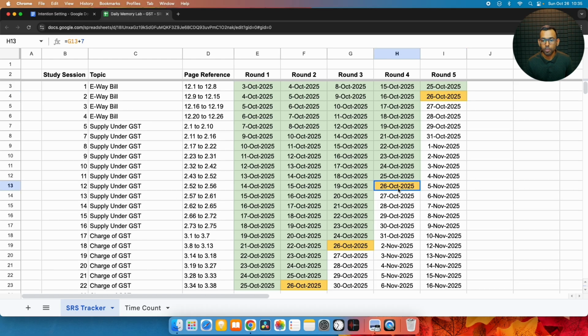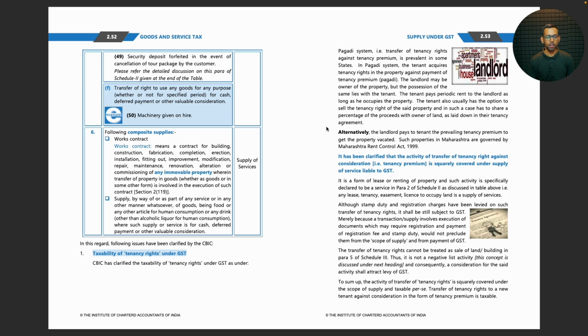On that note, let us move to round 4, which is the next segment, Supply Under GST, page number 2.52 to 2.56, so 52 to 56. Okay, so this portion, taxability of tenancy rights under GST.